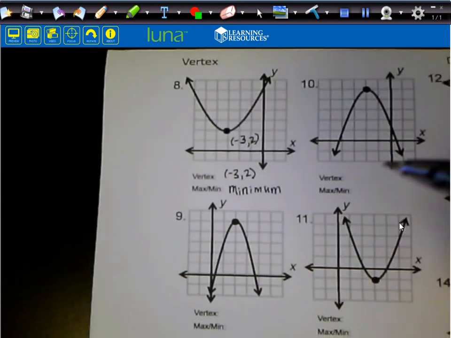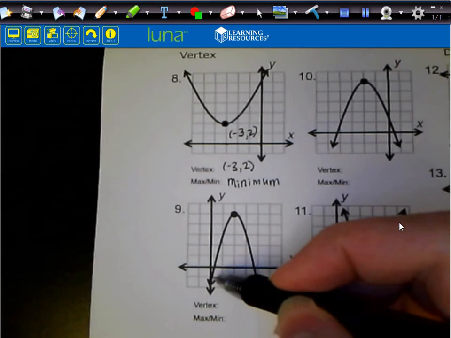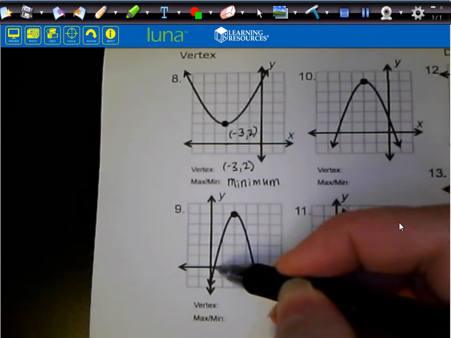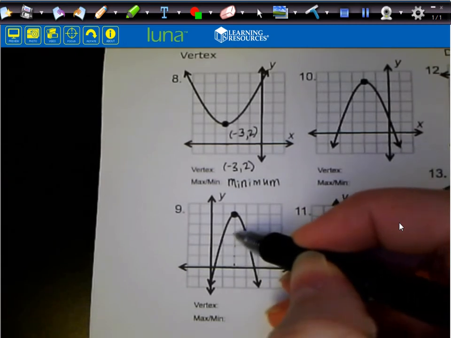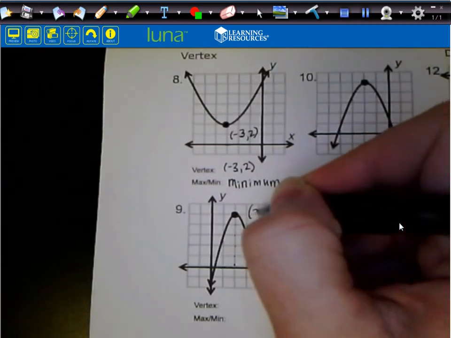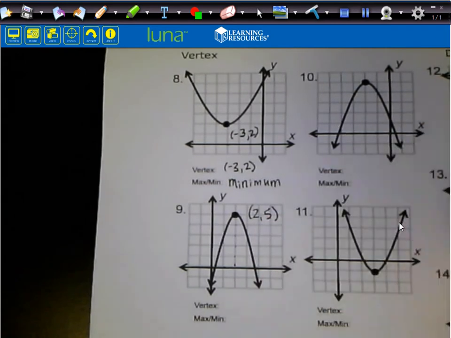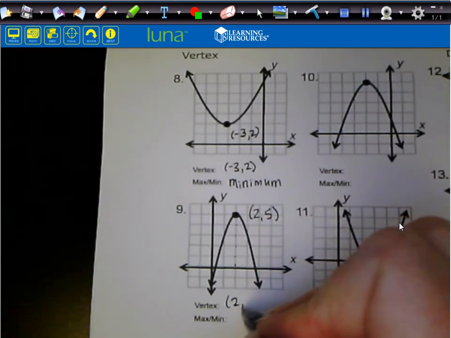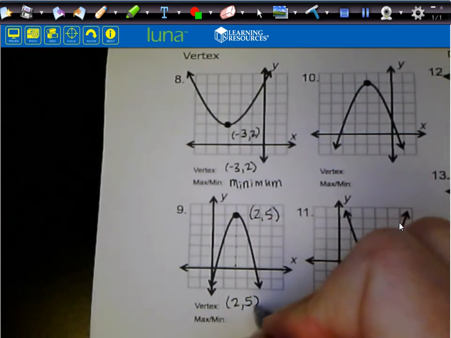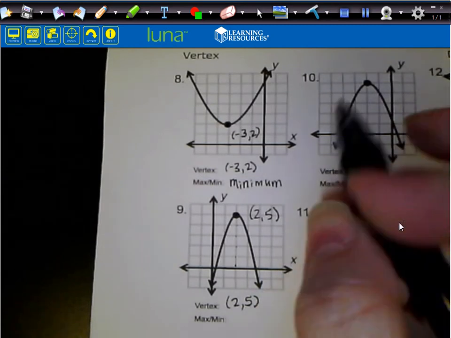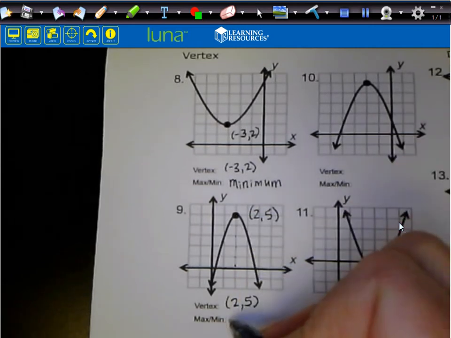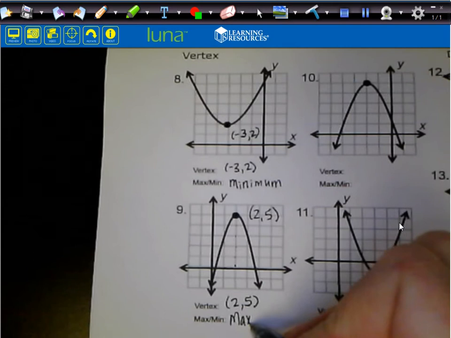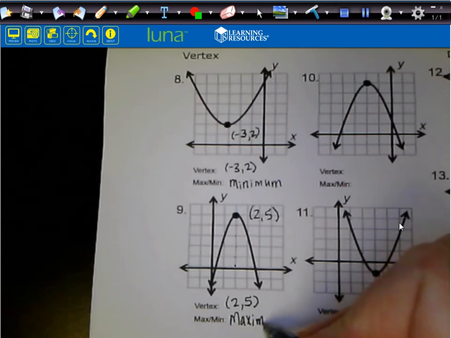Now, number 9. Here is our point. We're going to count 1, 2 on the x and 1, 2, 3, 4, 5 on the y. So it's 2, 5. And that's our vertex, 2, 5. And because it goes up, up, up to this point, this is the maximum height, and then it goes down, down, down. It is the maximum.